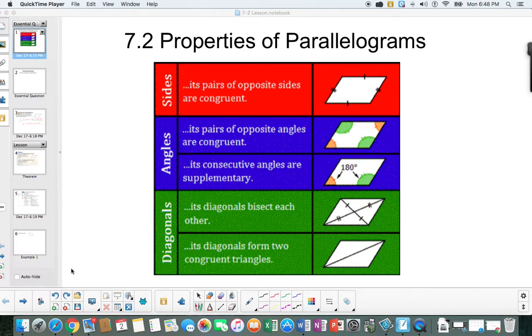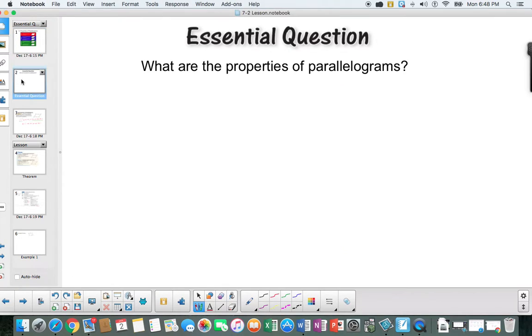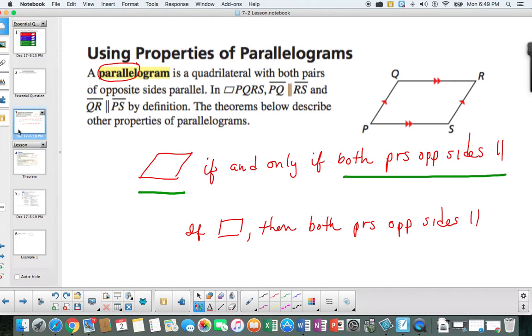7.2, Properties of Parallelograms. Essential question: what are the properties of parallelograms? A parallelogram is made up of both pairs of opposite sides being parallel. Let's take a look at this picture. You can see the arrows are showing parallel and parallel. In fact, the word itself has the word parallel.